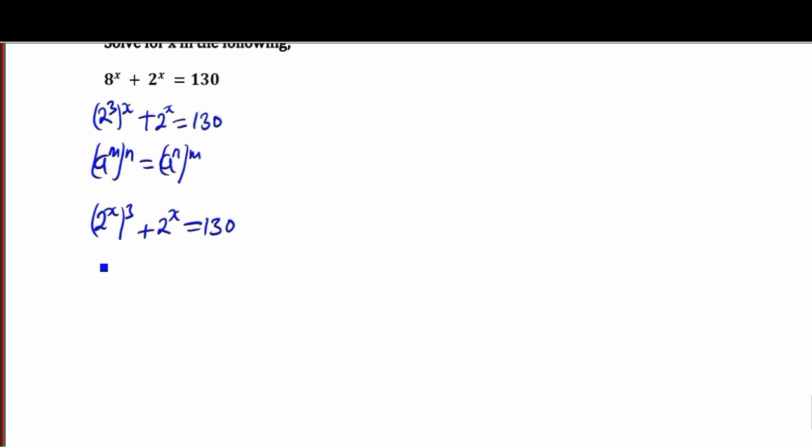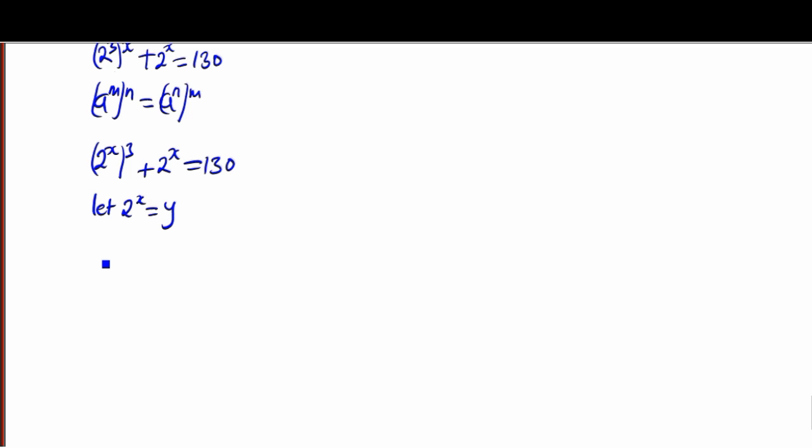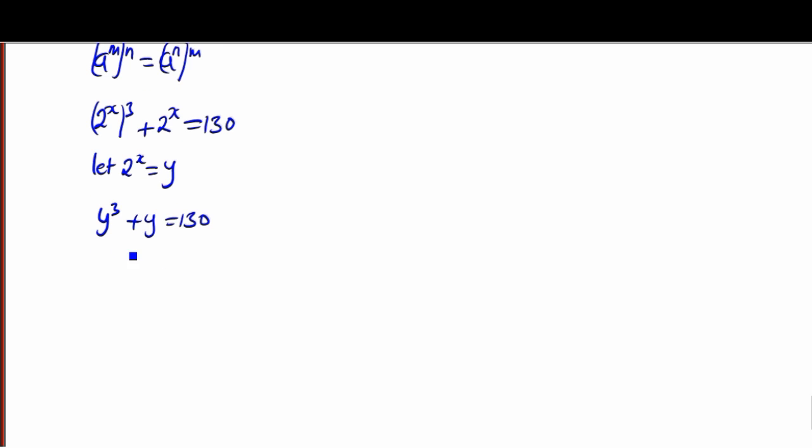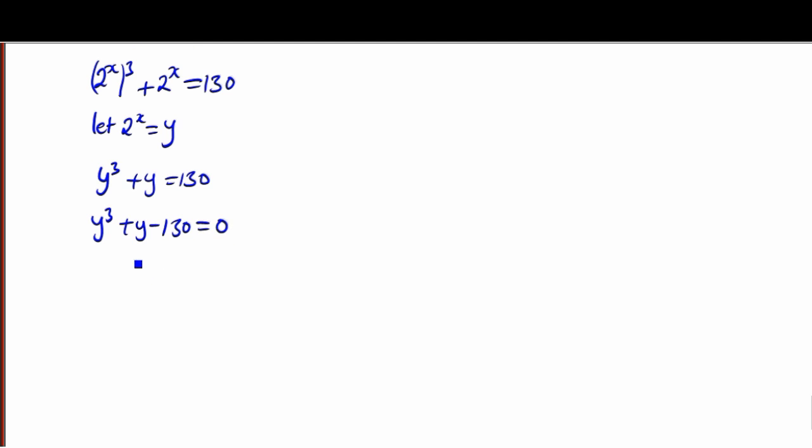Now from here you can let 2 power x equal to y, from which we shall have now y power 3 plus y is equal to 130. Now I can bring 130 to my left hand side of the equal, so that I shall have y power 3 plus y minus 130 is equal to 0.